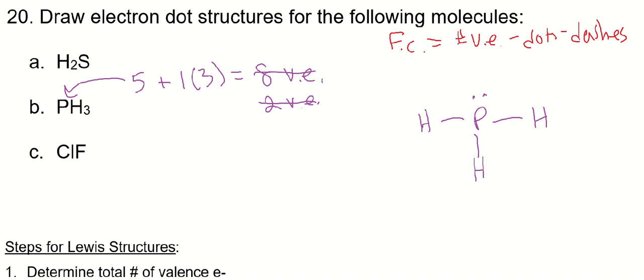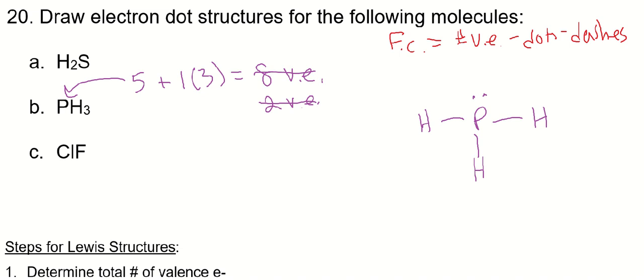Just do it once. So the phosphorus has 5 valence electrons minus the 2 dots minus the 3 dashes. 5 minus 2 minus 3 is 0. So you want a formal charge as close to 0 as possible on a neutral molecule like this.